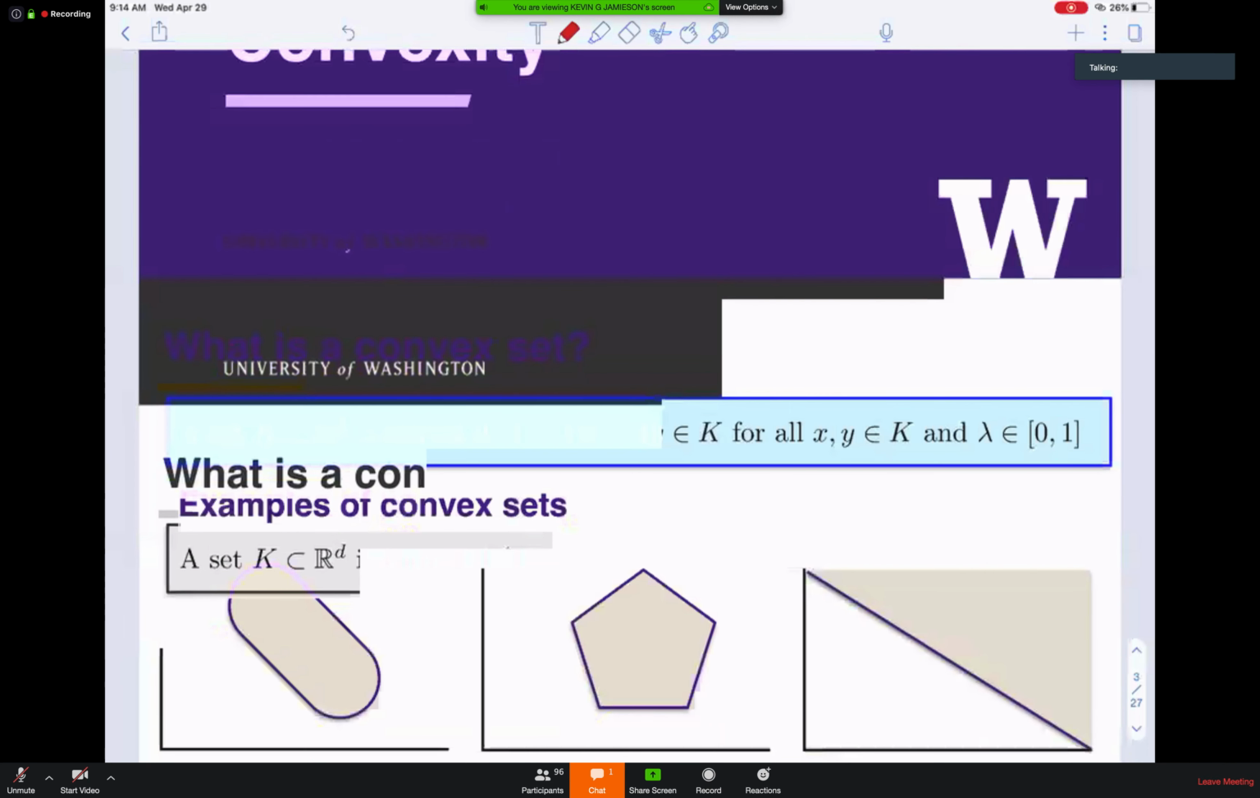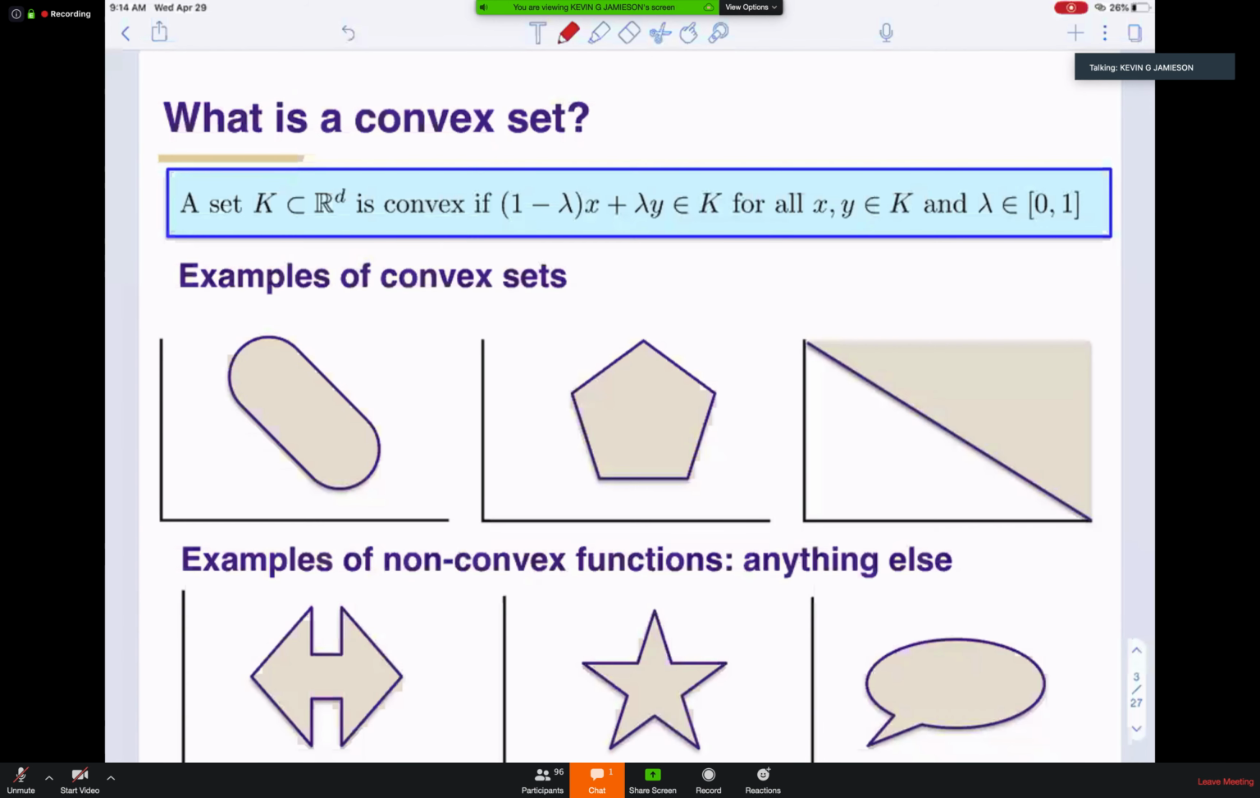So one thing when I started learning about convexity, there was this confusing notion of what is the relationship between a convex set and a convex function. And so we're going to go through some basic definitions and analysis in the first few minutes here. So we say a set K in R^D is convex if for any convex combination of two elements within K, that the convex combination of those two elements is within K itself.